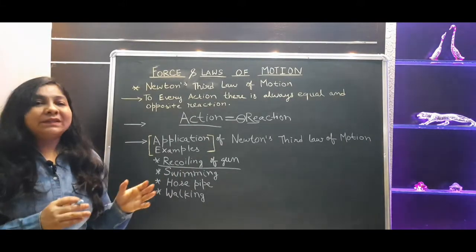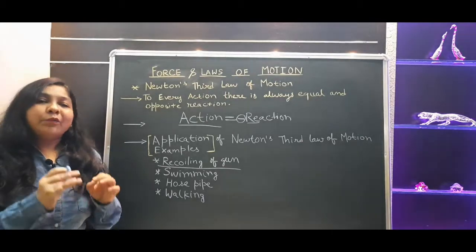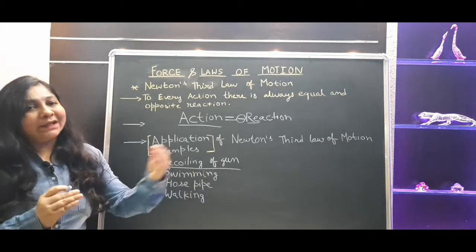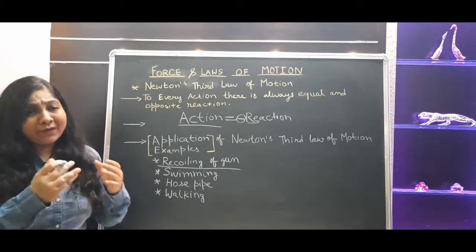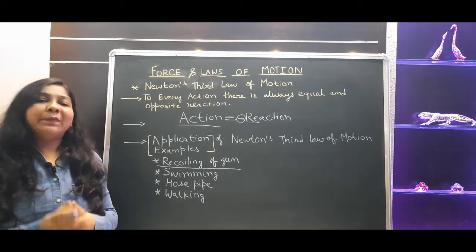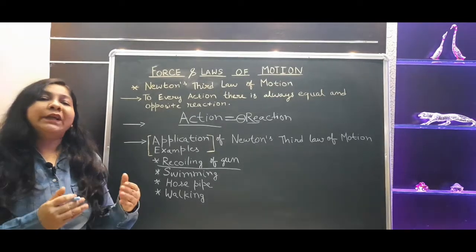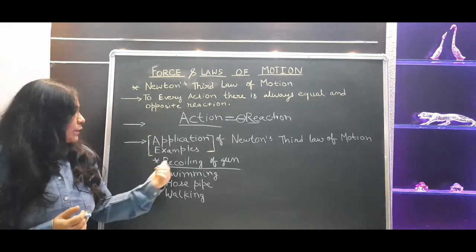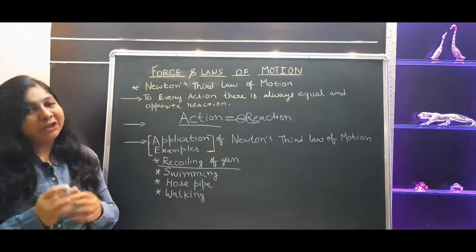Obviously, this obeys Newton's third law of motion. Here, the movement of the bullet in the forward direction can be considered as action, and the movement of the gun in the backward direction can be considered as reaction. And here you can see both are in opposite directions to each other. So this was the first example where we applied Newton's third law of motion.